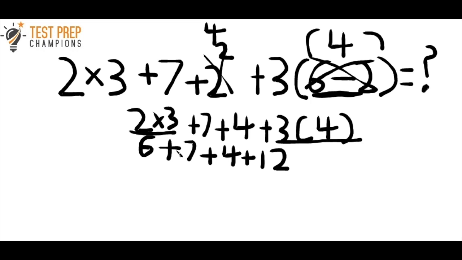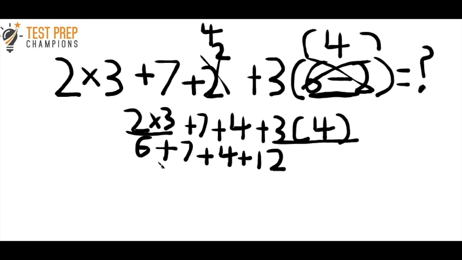So now we just do our addition here going from left to right. So 6 plus 7 is 13. And 13 plus 4 is 17. And so we now have 17 plus 12. And you can, of course, always plug this into your calculator, but we can also do this without our calculator. So the way that you would do it without your calculator is you just line it up.